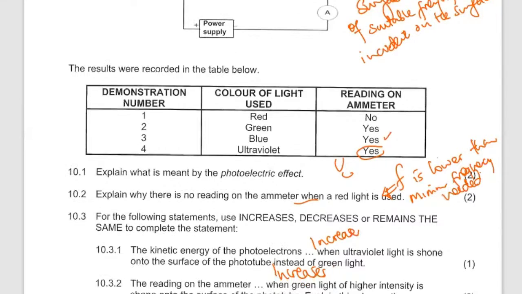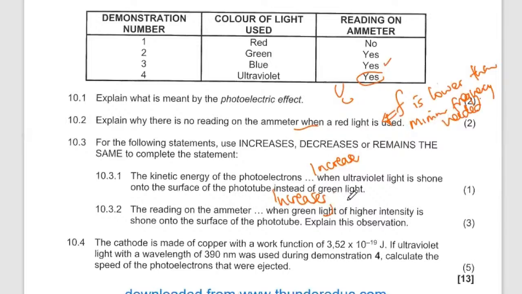So what you need to know is that increasing the intensity increases the number of photons, not electrons. So the number of photons will increase per unit time, which means the rate at which they strike the metal surface is going to increase. Hence, the number of electrons leaving the surface will also increase.